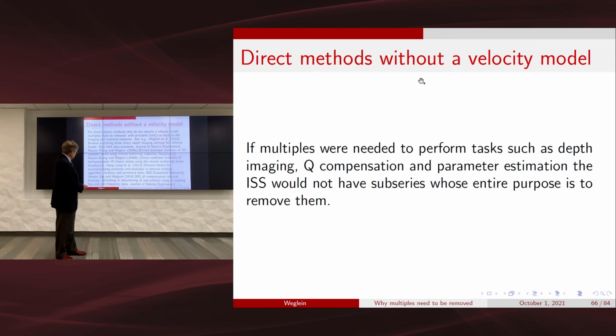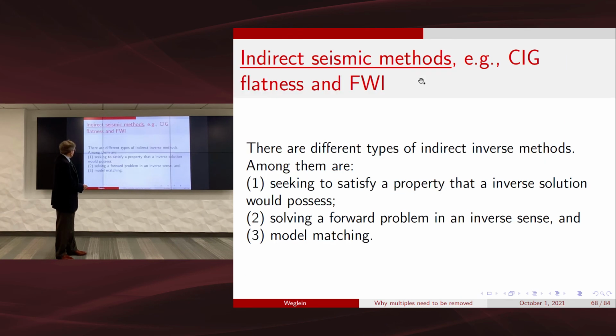We said this. Okay, let's look at indirect methods. Just to summarize, for direct methods that require a velocity, we understand why, as long as you have a smooth velocity in migration, or using multiples to get an approximate image of an unrecorded primary with a smooth velocity, yes? That multiples must be removed, recorded and unrecorded, yes.